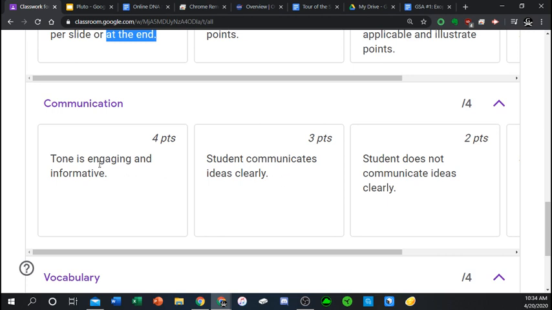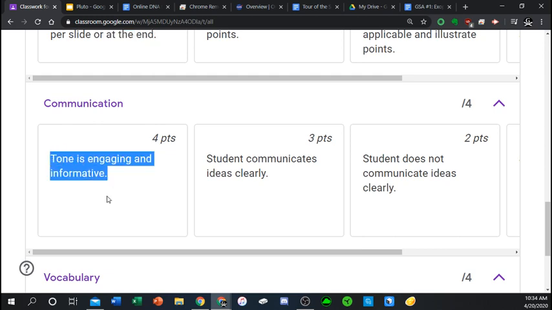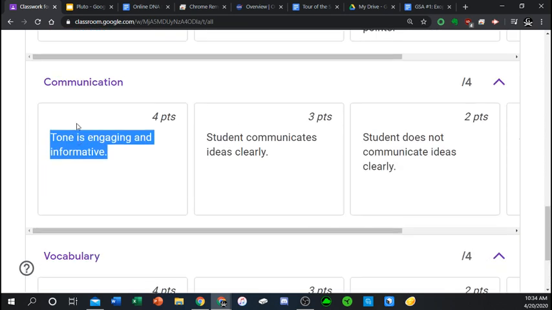Communication. Make sure you're being clear, but then you're also engaging. You're being informative. Gets a 4 out of 4 there. That's when you're narrating your slides, or maybe writing a little paragraph explaining your slides, whichever way you want to do it.